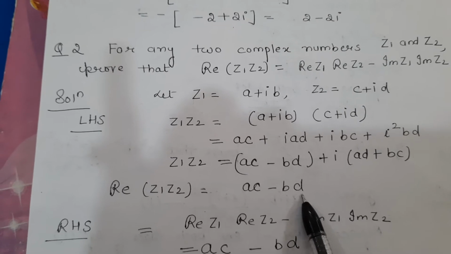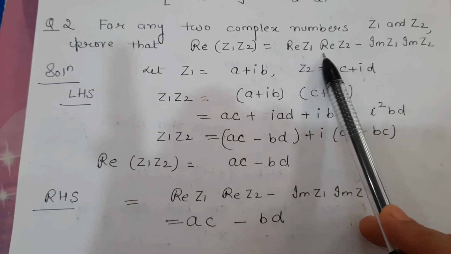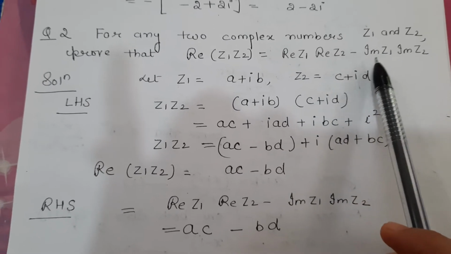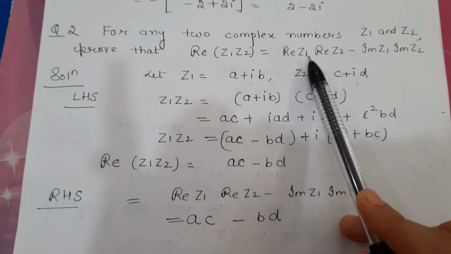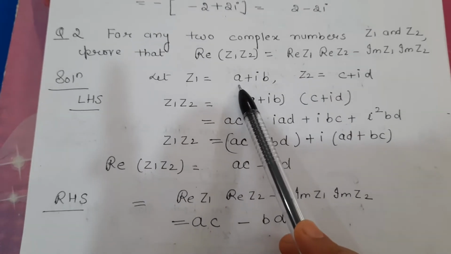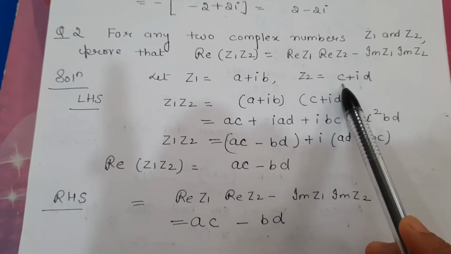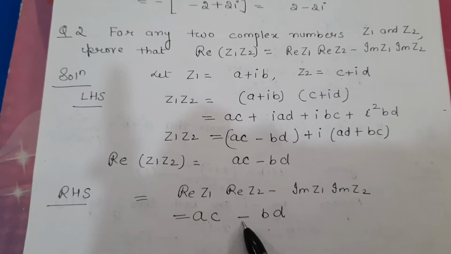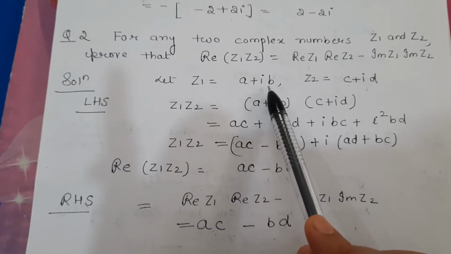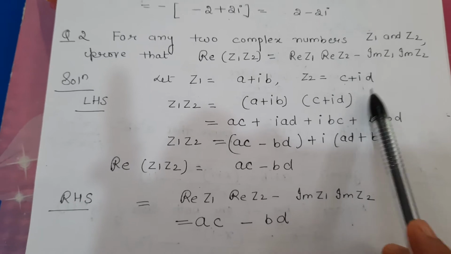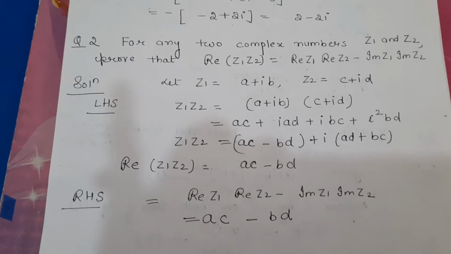This is your left hand side. Now right hand side. Right hand side is real of z1 into real of z2 minus imaginary of z1 into imaginary of z2. Now real of z1. Look here, this is your z1. So the real part is a. Now real of z2. This is your z2. Real of z2 is c minus imaginary of z1. Imaginary of z1 will be b and the imaginary of z2 is d. So we have shown that left hand side is equal to right hand side.